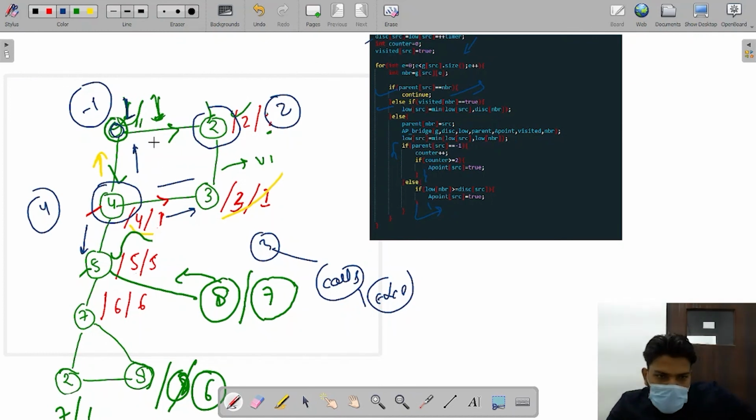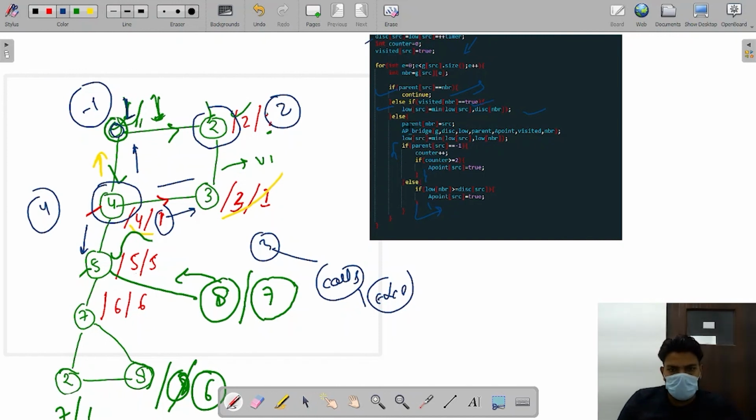When it goes to this edge, it calls, but we find out that this neighbor is already visited, and it is equal to 2. This neighbor is visited, so this condition will run, and we update our low value and make it 1.